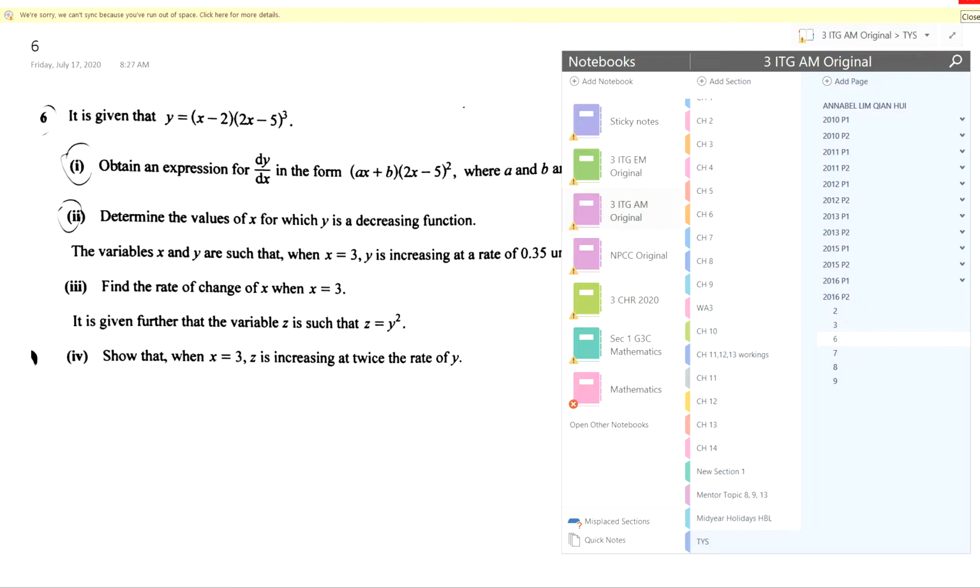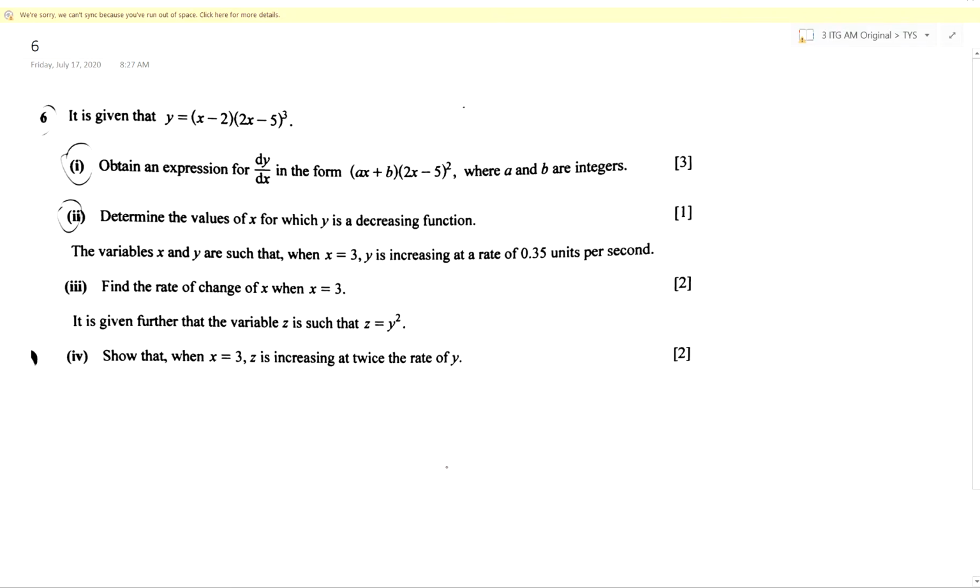Next question we're going through, 6. So 6 part 1, obtain an expression for dy dx. Now what this over here simply means is to differentiate this, and you will do so using the product rule. Okay, so after doing that, we'll find that dy dx is 8x minus 17 multiplied by 2x minus 5 square.